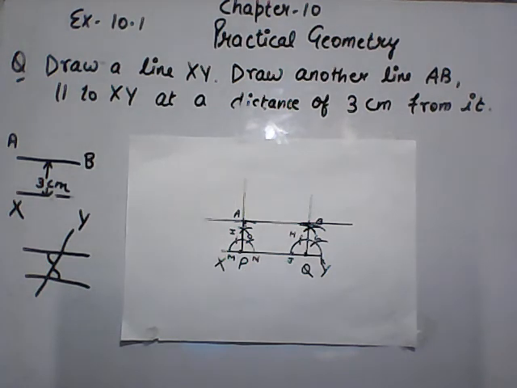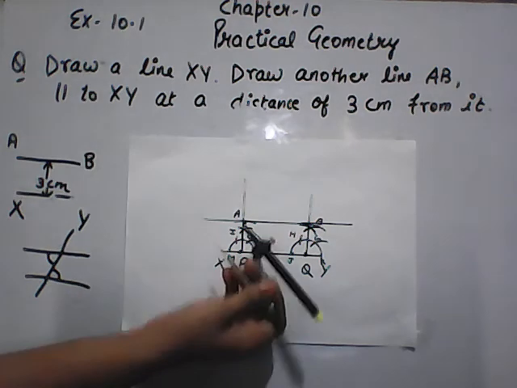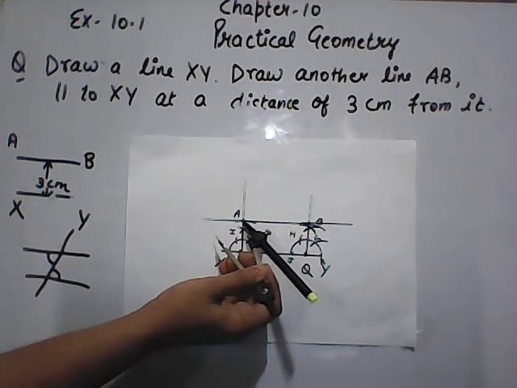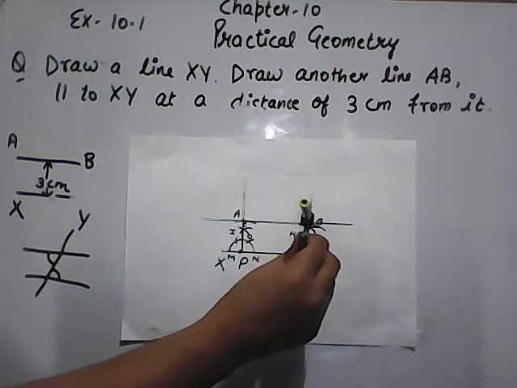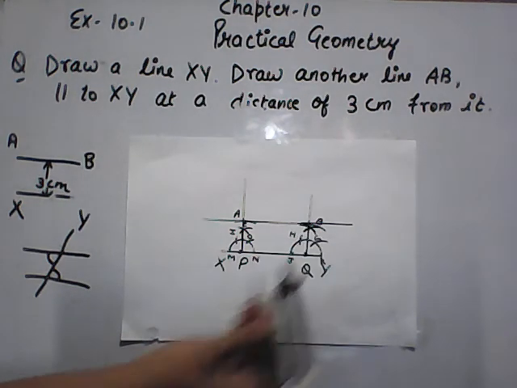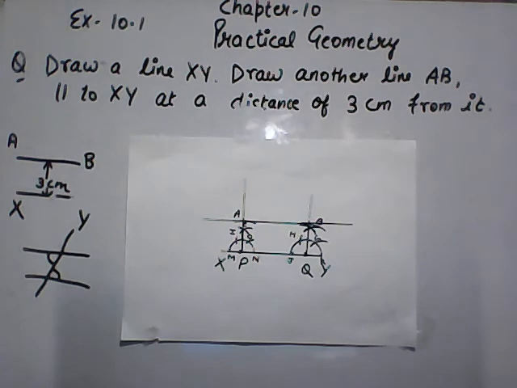Firstly, you have to draw a line segment XY. Take any 2 points P and Q. At point P, you have to draw a 90-degree angle. At point Q, you have to draw a 90-degree angle. With P as center and radius 3 cm, you have to draw an arc at the 90-degree angle which intersects at point A. In a similar way, with Q as center and radius 3 cm, you have to draw an arc that intersects the 90-degree angle at point B.